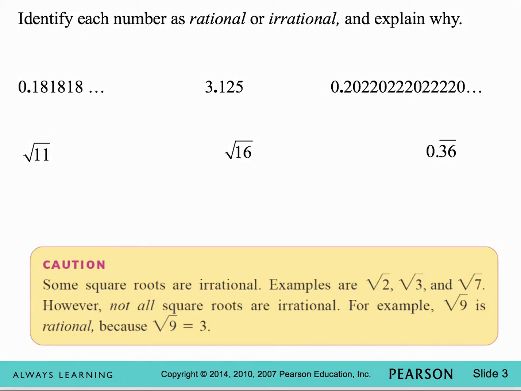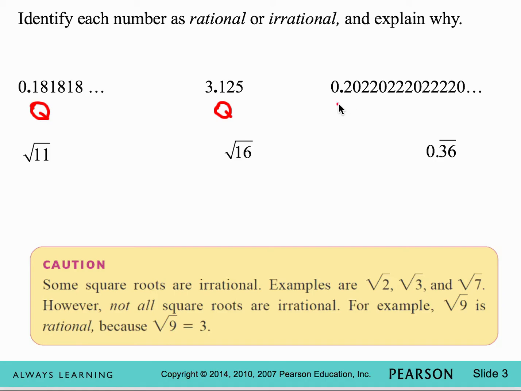Okay, now let's just try to decide between rational or irrational and explain why. Okay, this is rational. Why? Because it's a repeating decimal, dot, dot, dot, 18, 18, 18, 18, right? This is rational. Why? Because it's a terminating decimal, right? This part is 125 over tenths, hundredths over 1,000, right? It's a fraction.